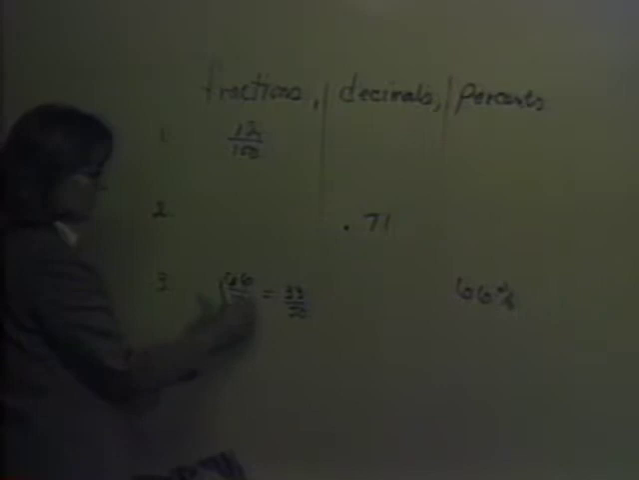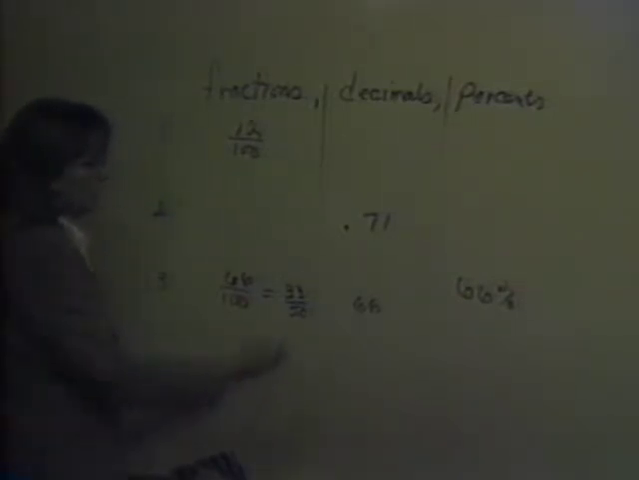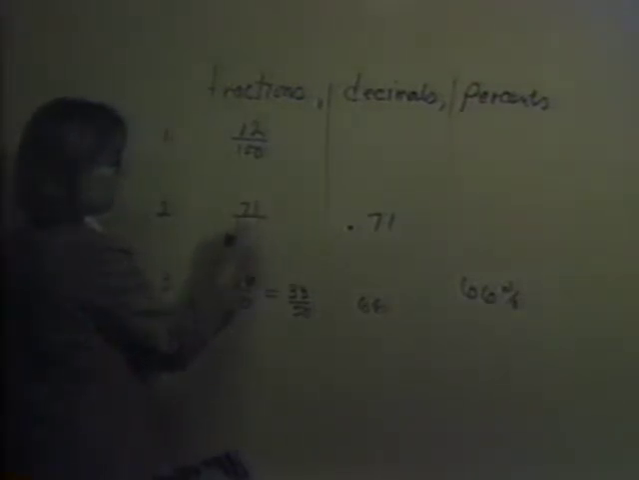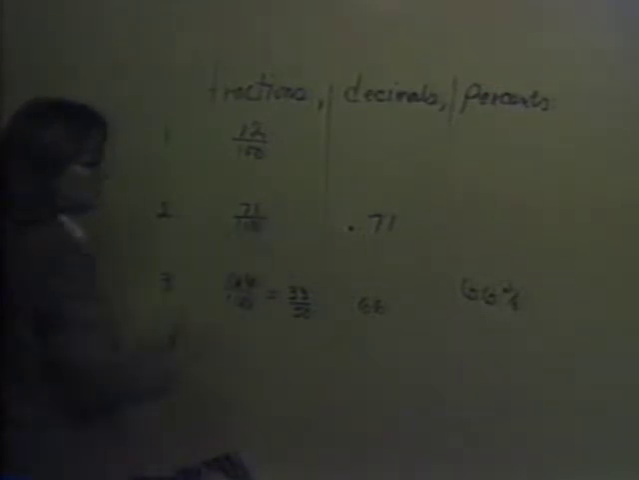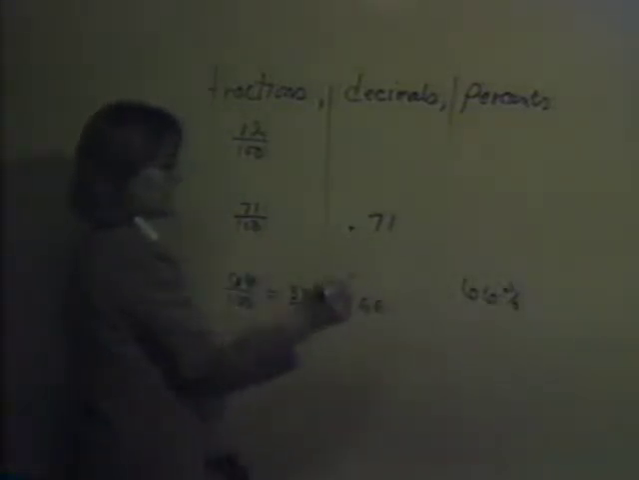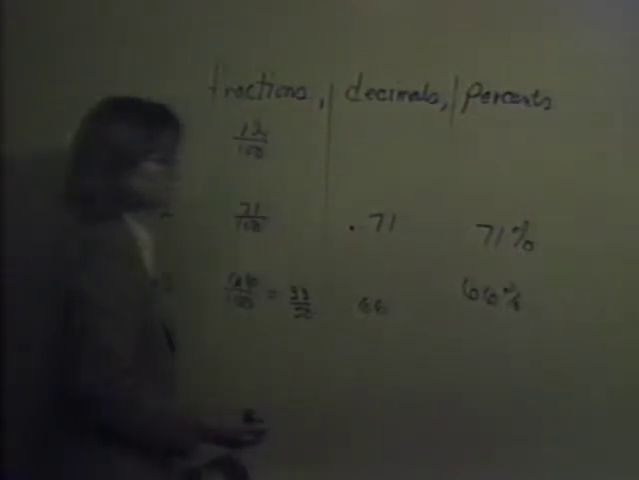Now, if we have a fraction over 100, we know that we can write that as a decimal, 0.66. Okay, if we have 71 hundredths here in decimal form, we can write that as 71 over 100. We can't reduce here, however, so that's our fraction as it is. So if we have 71 over 100, hundredths and percent mean the same thing, so we have 71% here.